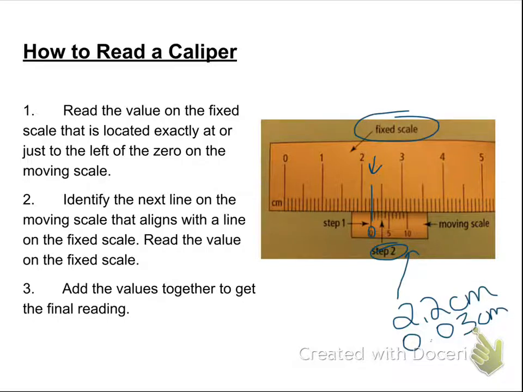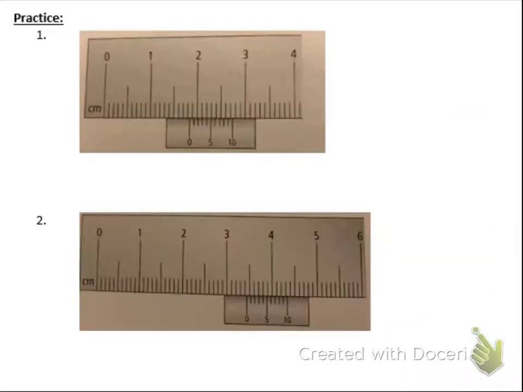Then the last step would be to add the values together to get the final reading. So we add those together and we get 2.23 centimeters on this caliper. So the first thing we want to do is look at where this top one is hitting, and then we look at where this bottom one is hitting. And we combine those two to give us the reading of the caliper. So let's practice that again.